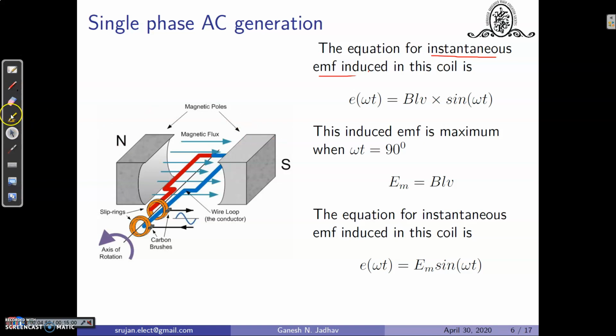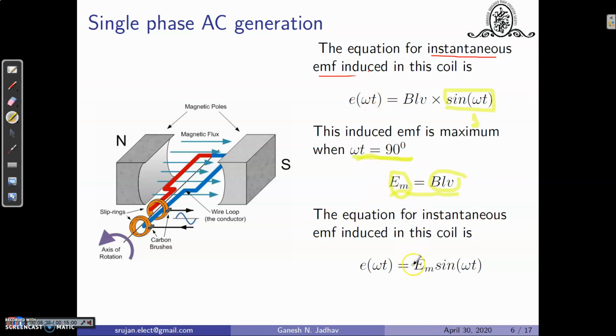This EMF will be maximum when the sine of omega t will be equal to 1. When the sine of omega t is equal to 1, omega t is equal to 90 degrees. Hence, substituting sine omega t is equal to 90 degrees, sine 90 is equal to 1. So E will be maximum, I will call that quantity EM. EM will be equal to BLV, and it occurs at omega t is equal to 90 degrees.